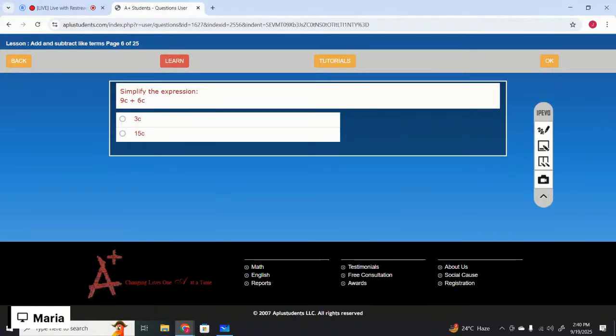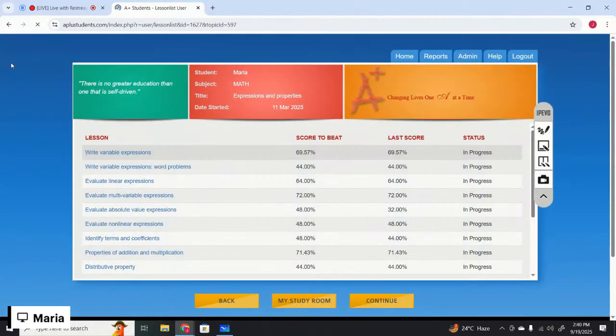So 9 plus 6 makes 15. The correct option is 15. Option number 2 is the correct option. Okay, you can complete the lesson by yourself later today.